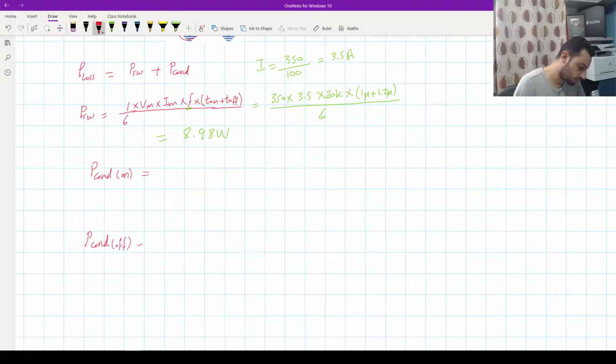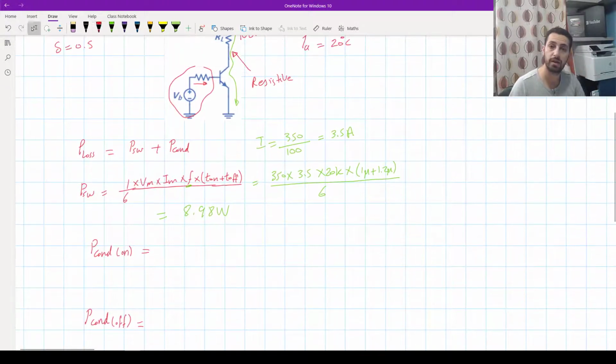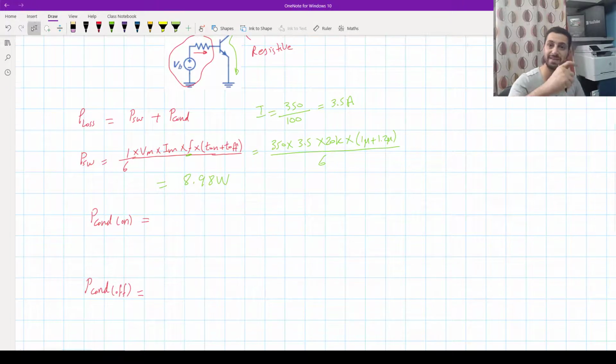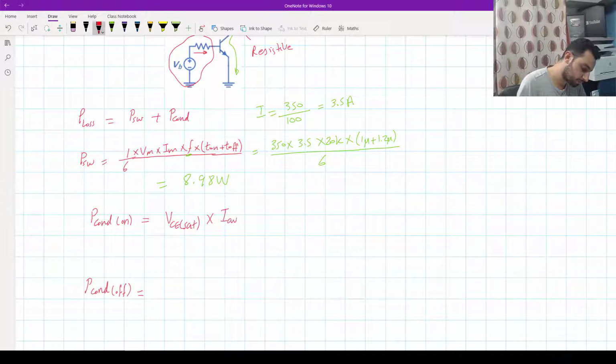Okay, so what are the conduction losses? We know this is an NPN transistor, an IGBT transistor, and it has VCE sat, and the power loss is calculated as VCE sat times the average current. So VCE sat times I average. Okay, but what is I average?